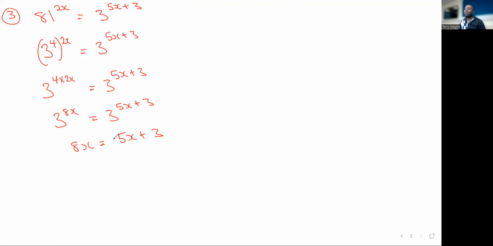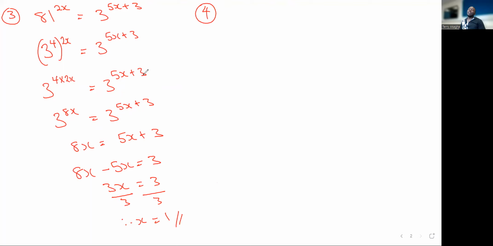Then look for x now. Take 5x to the other side. So 8x minus 5x is equal to 3. 3x is equal to 3. And you divide both sides by 3. And x will be equal to what? 1. Okay, and that is that for that.